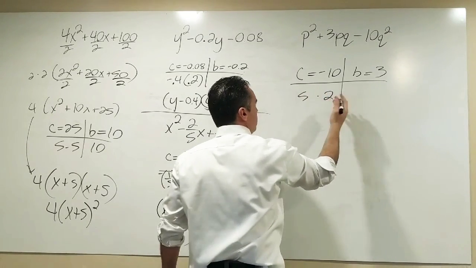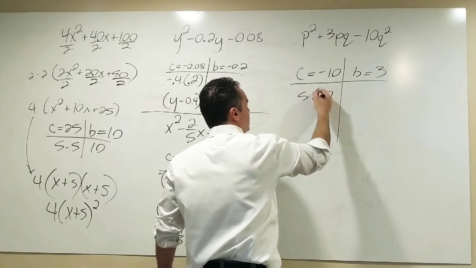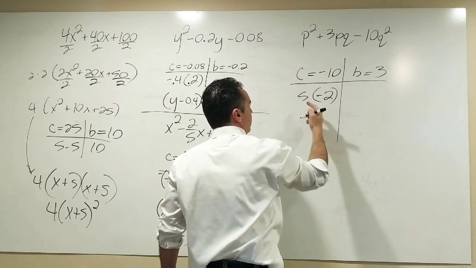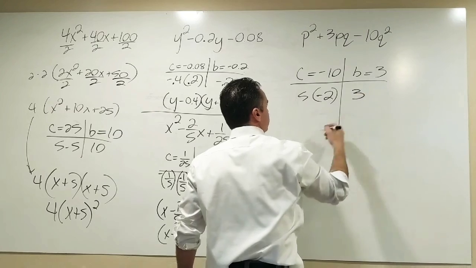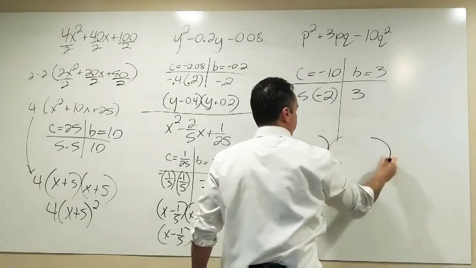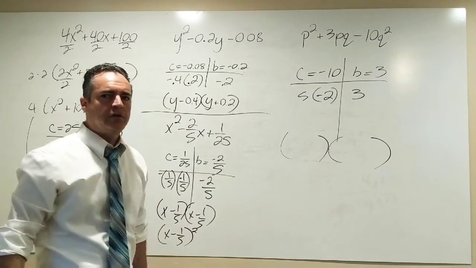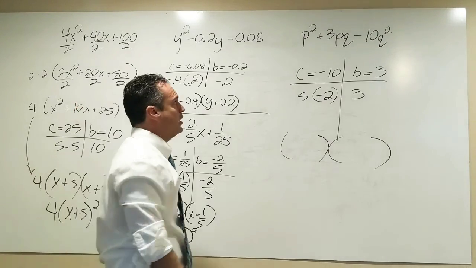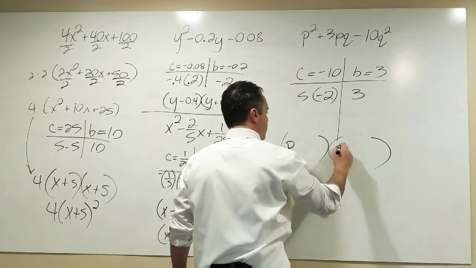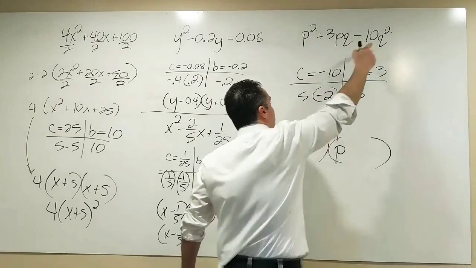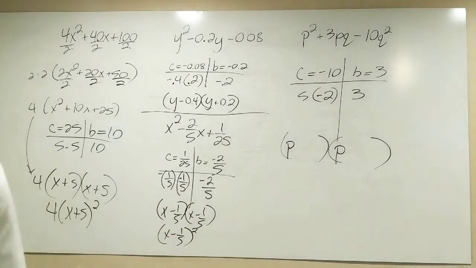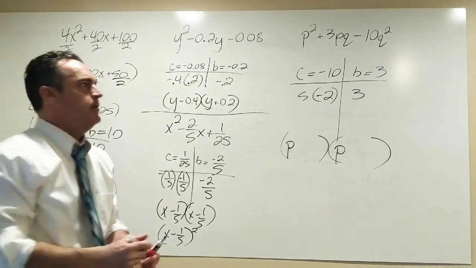5 times 2 makes 10. 5 times negative 2 makes negative 10. 5 and negative 2 make positive 3. Parentheses, parentheses. Now here's the deal. Here's the clincher where you have to do something you've never done before. P and P make P squared, but you have a second variable down there at the end. Look at that. Let's circle that in red.